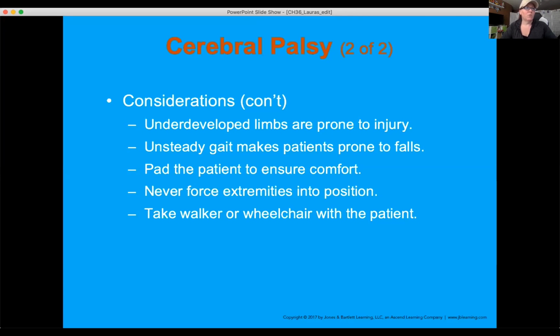Right? With cerebral palsy, people who walk may have an off gait, so they're more prone to falls. Some of the muscles are sometimes too tight, or they might have ligaments or tendons that are too short.